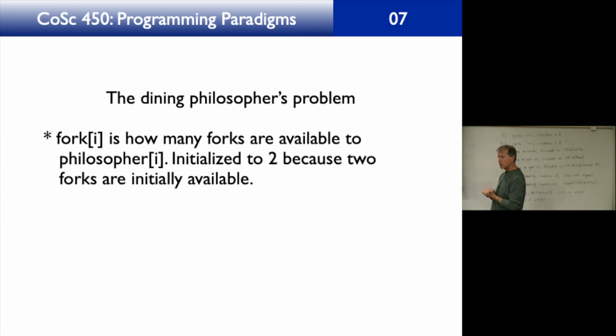Okay, first of all, remember how we had fork sub i when we did the dining philosophers problem, and fork sub i was a semaphore for the fork. Now, this fork sub i does not represent a fork. The i in here represents philosopher sub i.